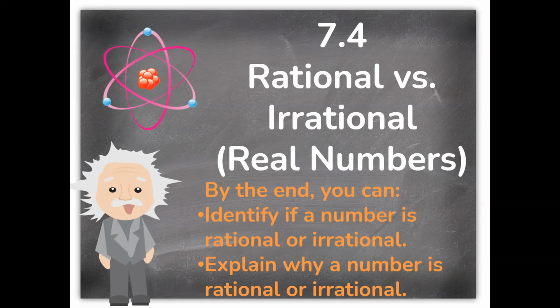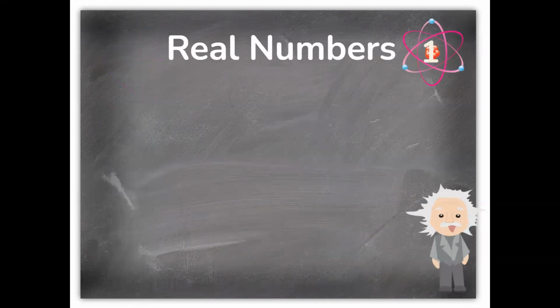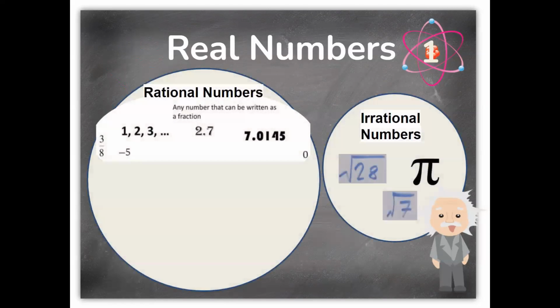By the end of this lesson, you should be able to identify if a number is rational or irrational, and you're going to explain to me why that number is rational or irrational. So let's get started. So let's talk about these real numbers. This fits into the category of all real numbers. So we have two different things that these real numbers break into. It can either be a rational number or it can be an irrational number.